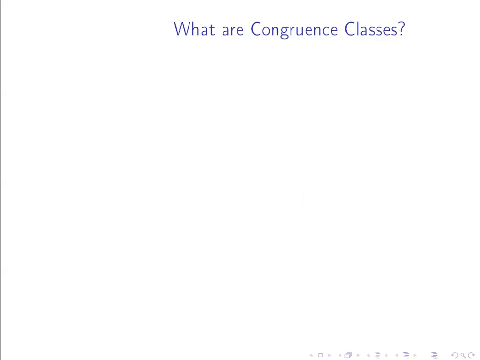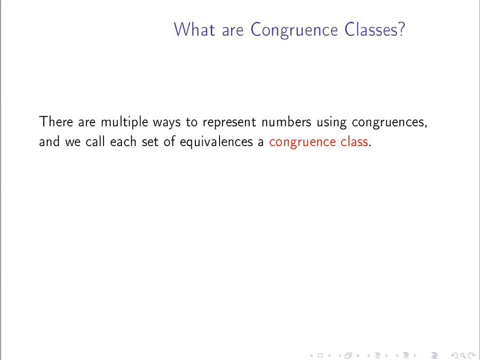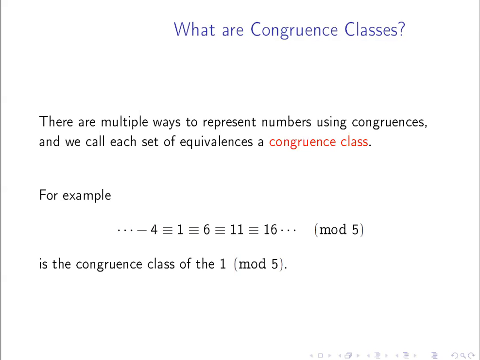We'll get to that in a minute. There are multiple ways to represent numbers using congruences. We call each set of equivalences a congruence class. So let me show you. -4 is congruent to 1 mod 5, which is congruent to 6 mod 5, which is congruent to 11 mod 5, which is congruent to 16 mod 5. We can keep going on. We have 21, 26, etc. All of these values make up what's called the congruence class of 1 mod 5.